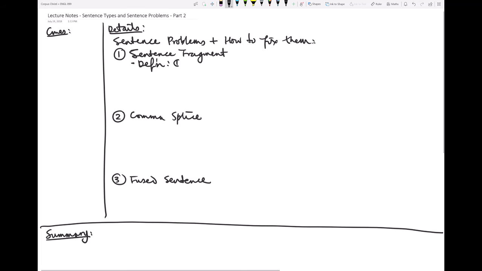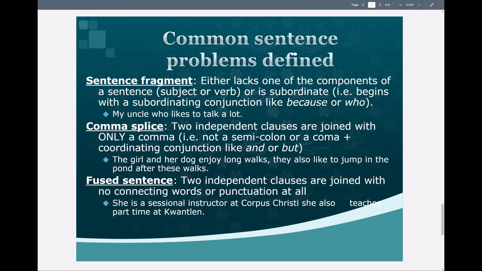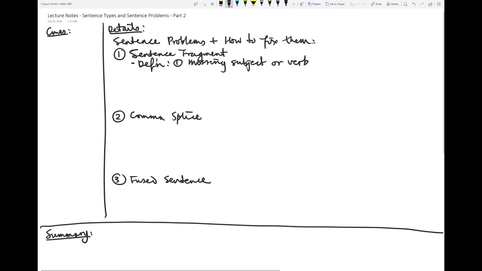So 1, missing subject or verb. Sometimes you probably won't miss both. You have at least one of these. And 2 is a dependent clause. So, i.e., it has a subordinate conjunction.